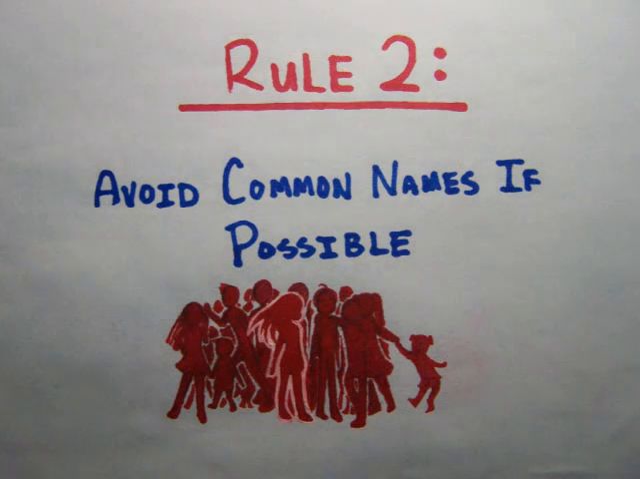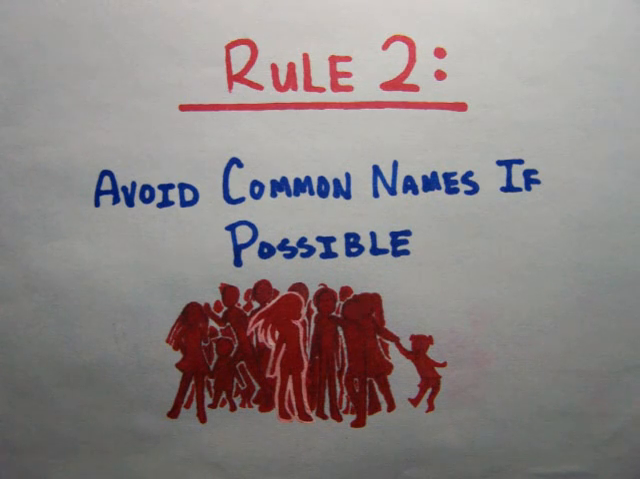Rule number 2. Avoid common names if possible. A general rule to stick to is to avoid extremely common names at all costs. Of course, there are times when a common name will make the most sense to have for a particular character, but I'll get into that later. But if this isn't the case, do your best to avoid them. Now, I'm not saying that every name you choose has to be completely unheard of or completely original, but make sure that you're not lazily naming characters.